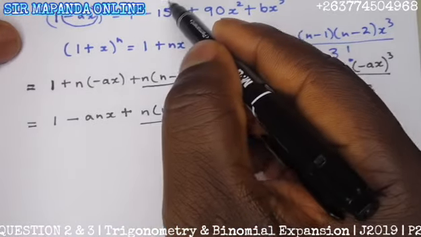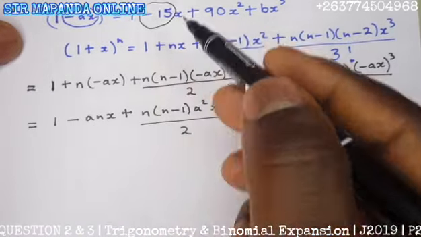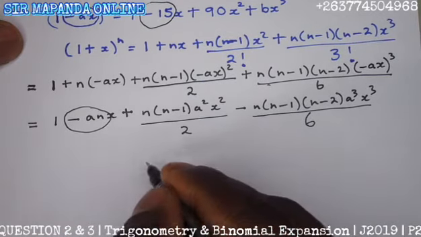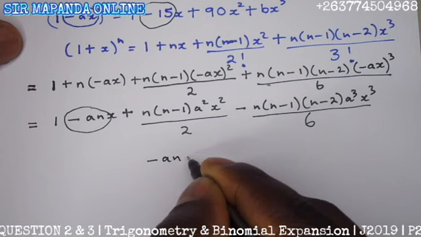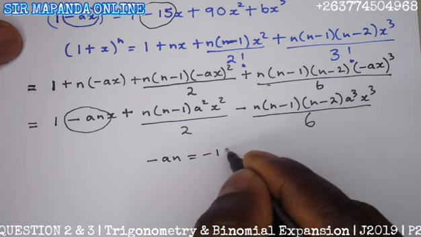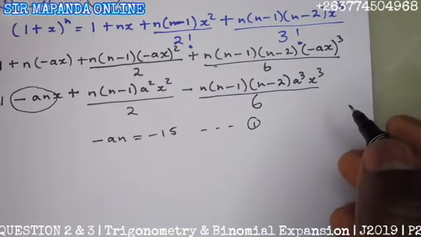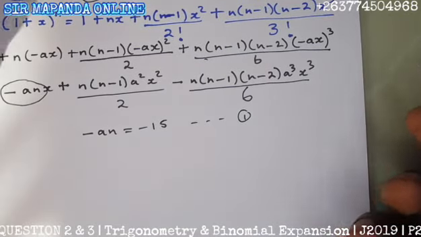So I'm going to equate minus 15 with minus an. So you are saying minus an is as good as minus 15. This becomes your first equation. I hope you are following.